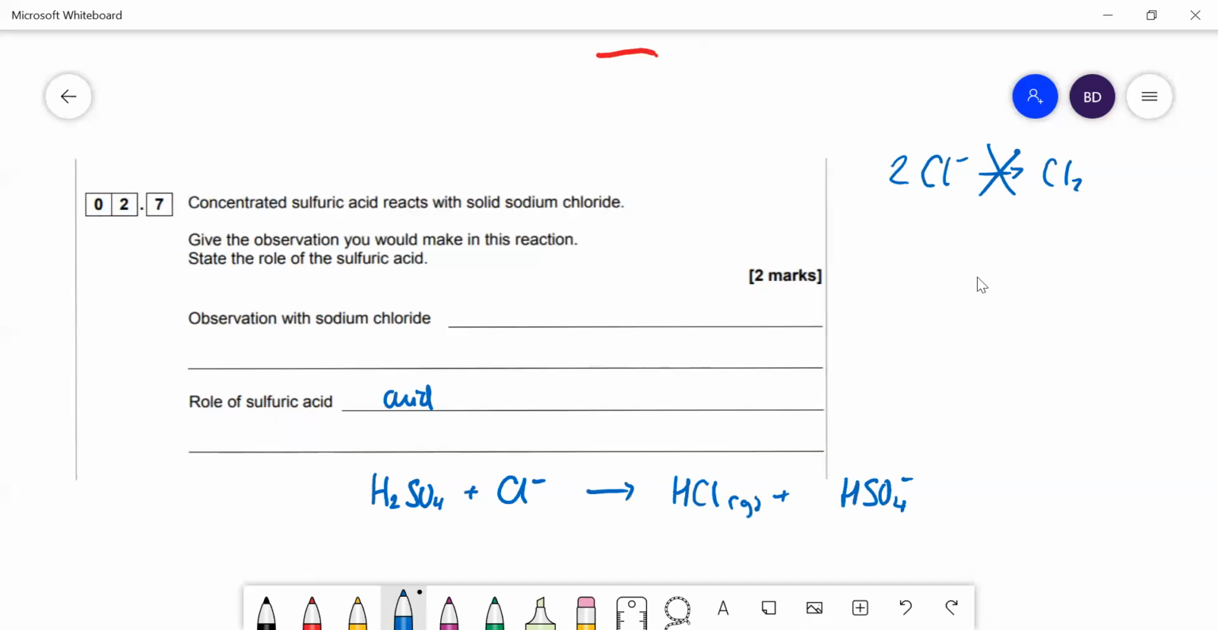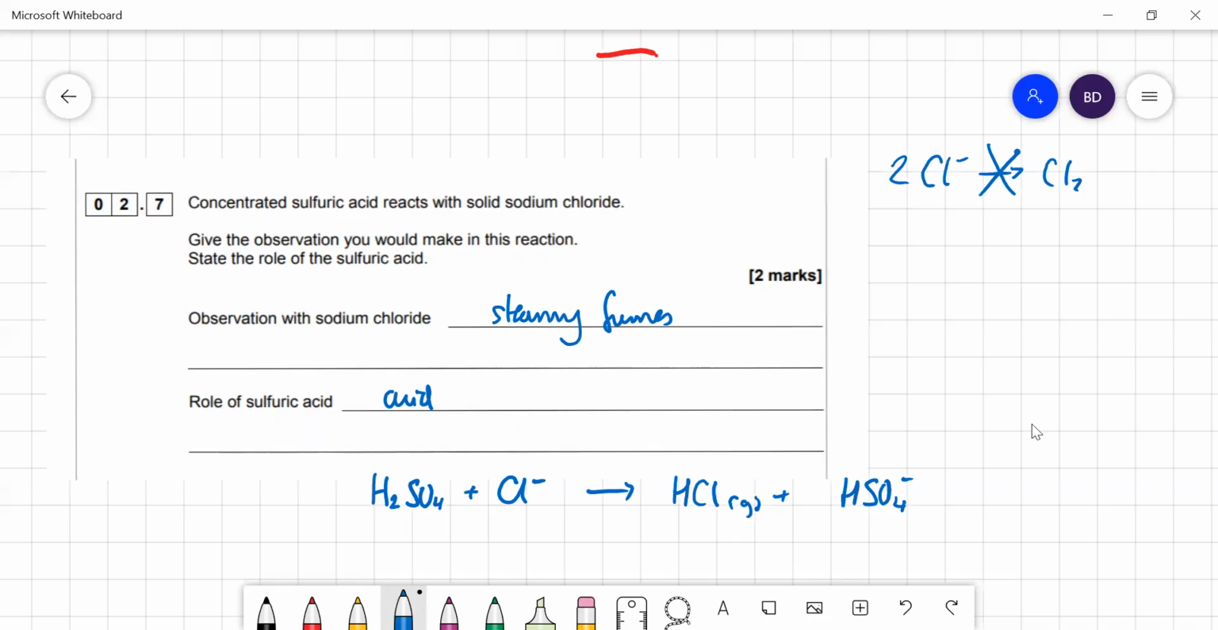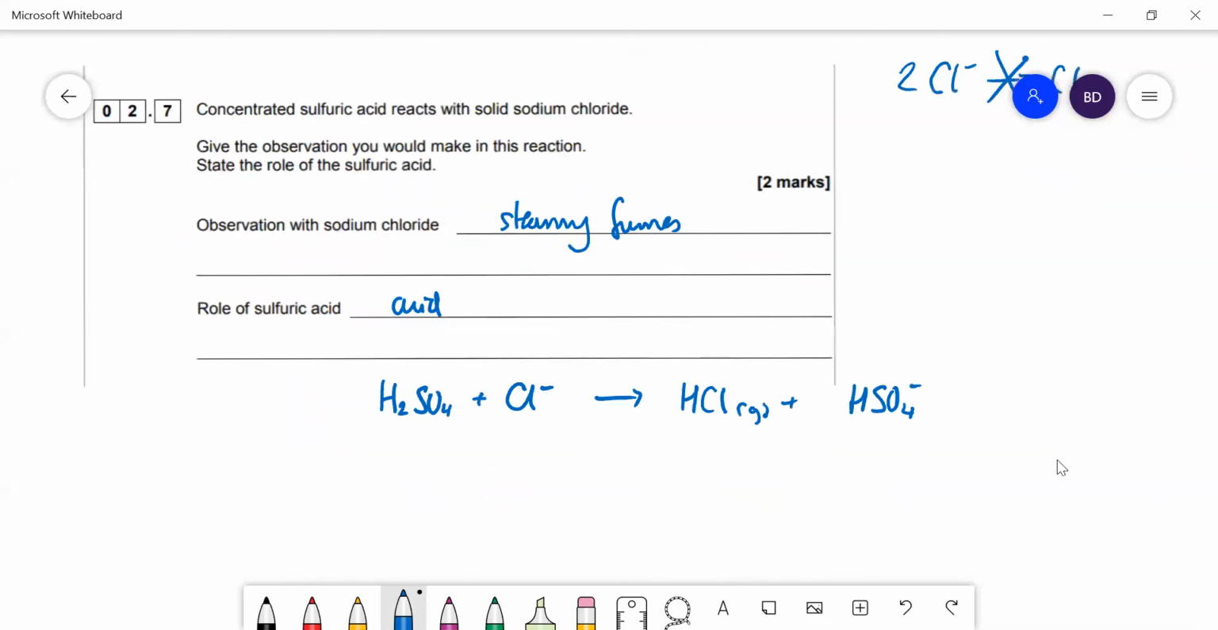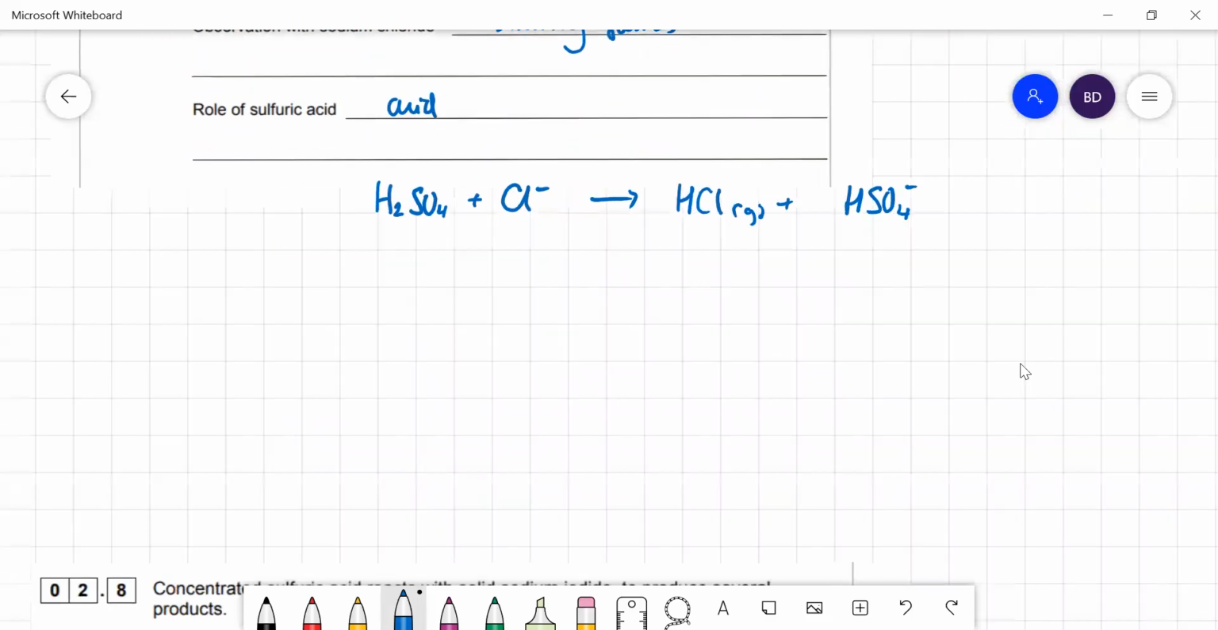And the observation, whenever you get HCl, you usually see steamy fumes. That's what you say there. You see steamy fumes as you put the conc sulfuric onto the sodium chloride. And the steamy fumes are HCl, hydrogen chloride.